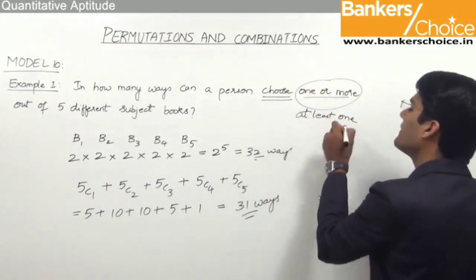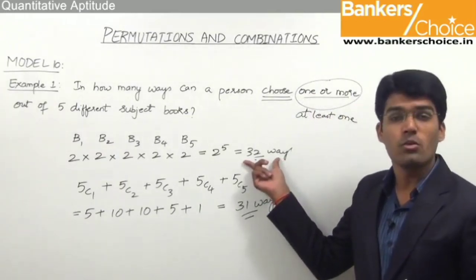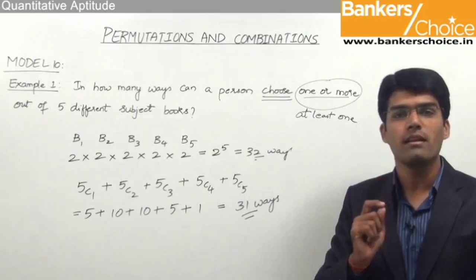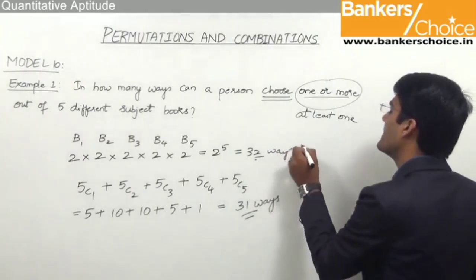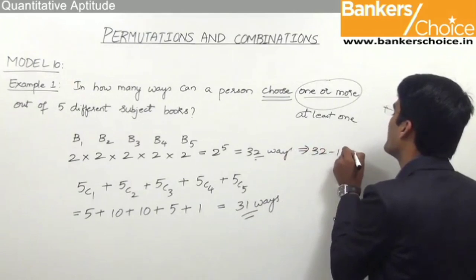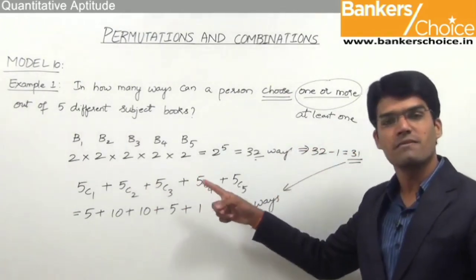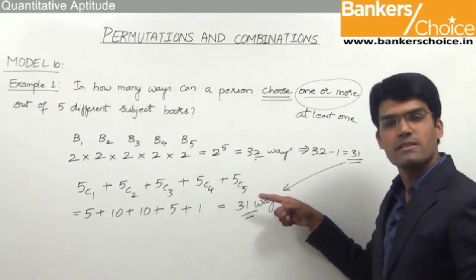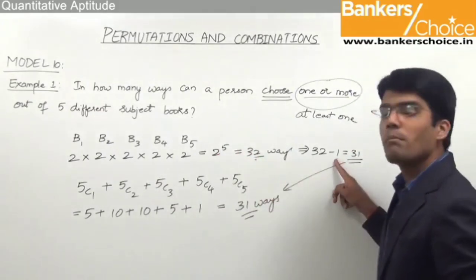So what we can do here is, the total number of ways that can be done with these 5 books is 32 ways. Out of these 32 ways, if we subtract the one where all the books get rejected, we get the required answer. So the answer here will be 32 minus 1, which is equal to 31 ways. That's what we have got here. Either you take it as 5C1 plus 5C2 plus 5C3 plus 5C4 plus 5C5, or it can be directly taken as 2 power 5 minus 1.